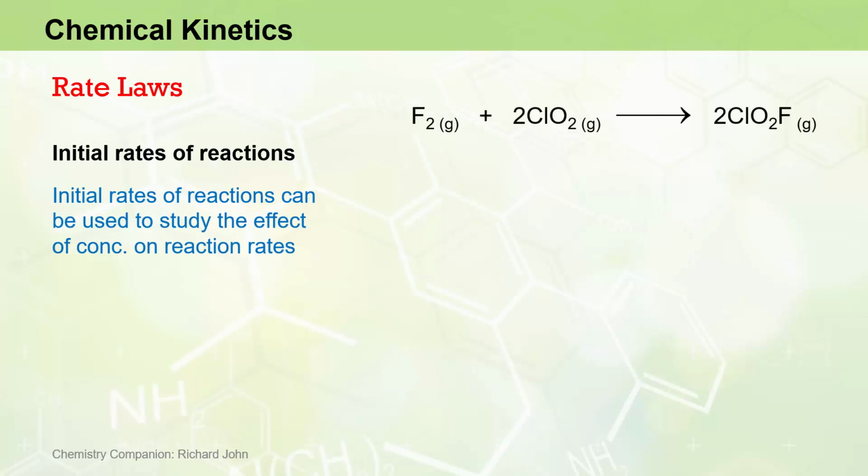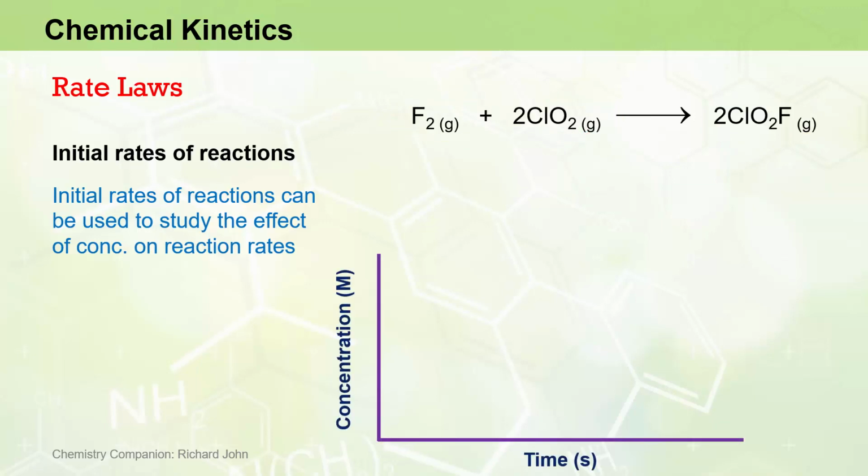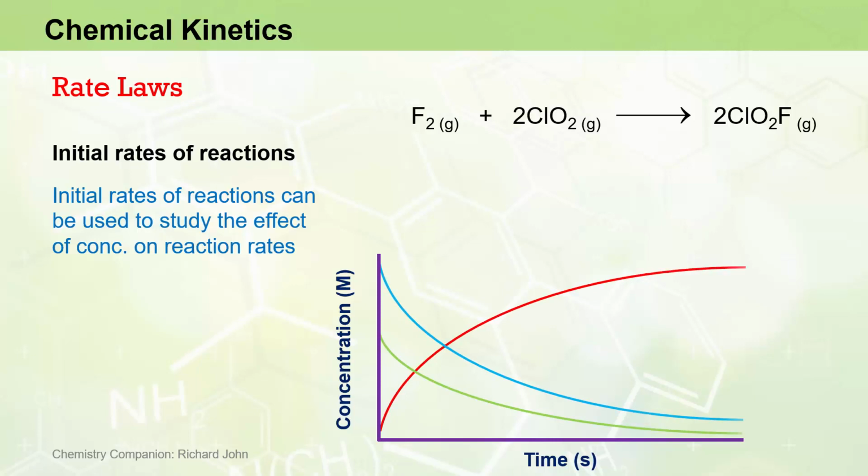As an example, let's look at the gas phase reaction for the production of chloryl fluoride, ClO2F, from the reaction between elemental fluorine and chlorine dioxide. We can show a plot of concentration versus time for both reactants and products, which shows that as the reactant concentrations of F2 and ClO2 decrease, so the concentration of chloryl fluoride increases.